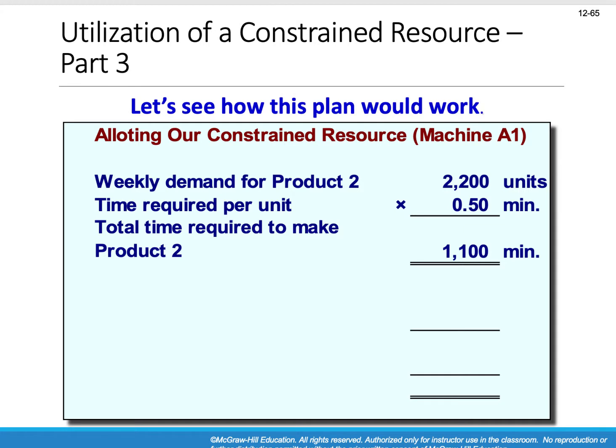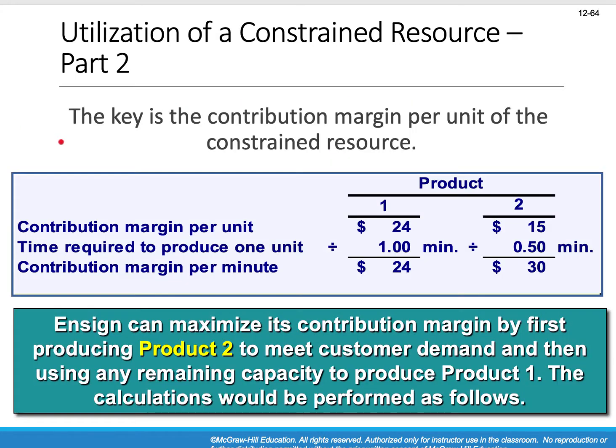So let's see how the plan works out. How do we figure out how much we should make? Oh, sorry, let's go back here. Because we get more contribution margin per minute of product 2, we're going to produce product 2 first to meet all the customer demand. Whatever time, notice I said time, is remaining, we're going to produce product 1.